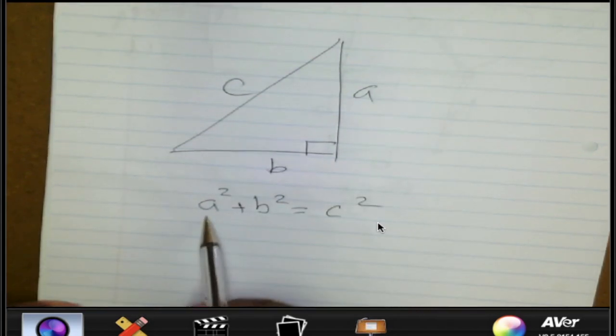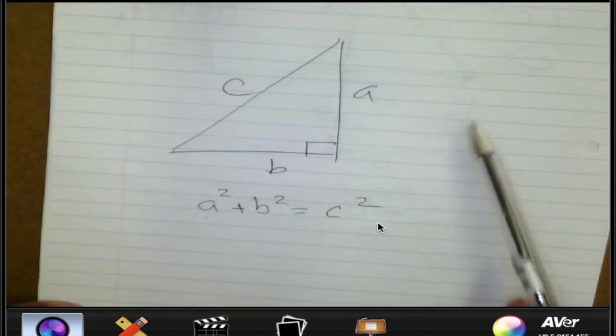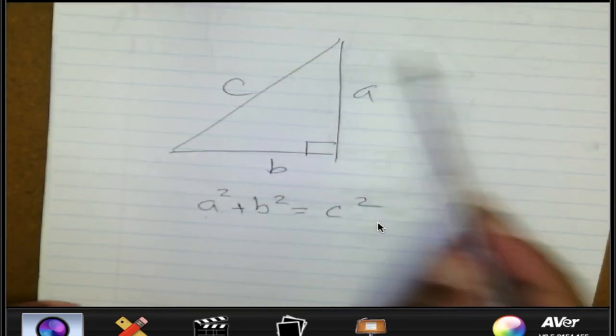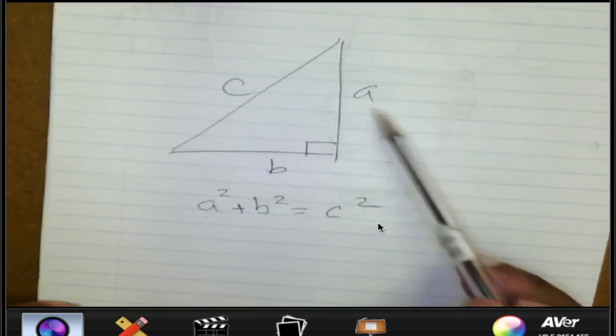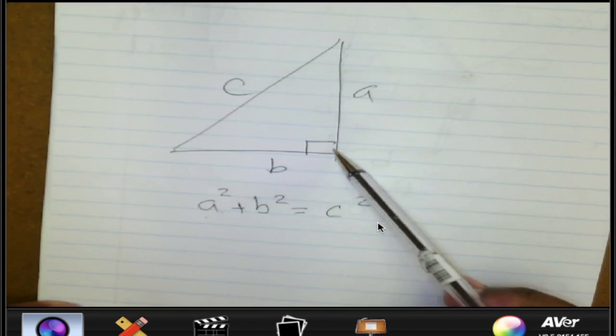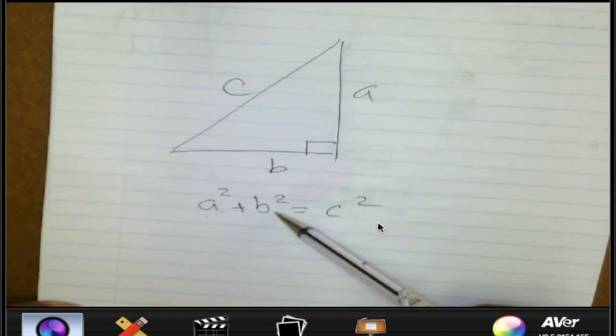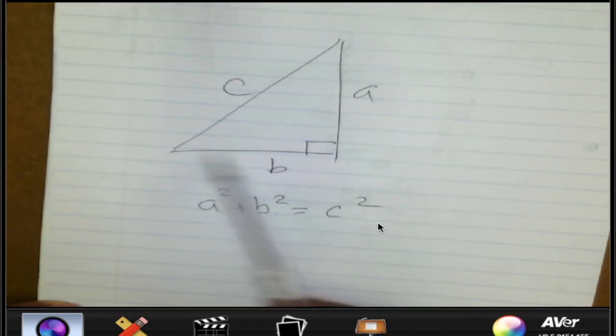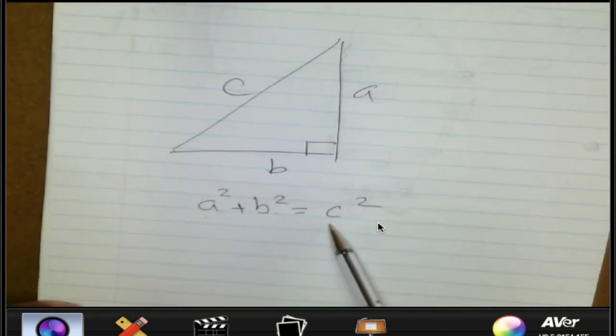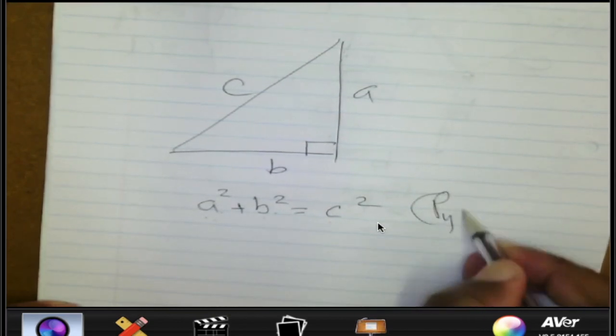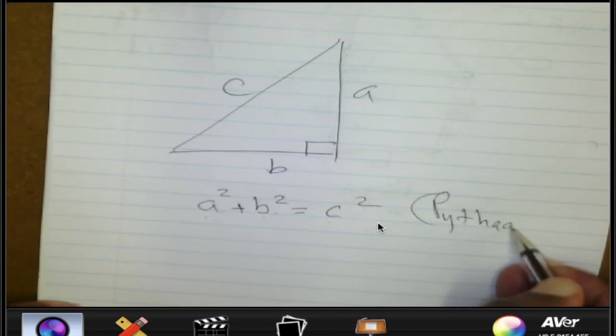Now you need to understand where the A squared is coming from. Obviously, this is the square that we can make from the side of the triangle that measures A. B squared is the area of the square that can be drawn using that side of the triangle. And C squared is that one. So A squared plus B squared is equal to C squared. This here is called the Theorem of Pythagoras.